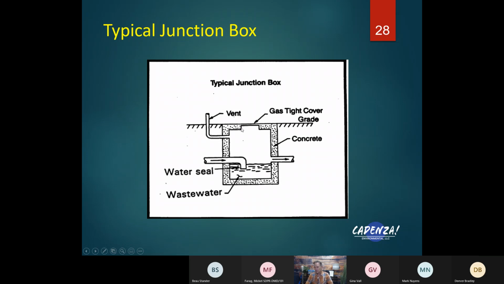QQQ allows you to vent it to the atmosphere, but the vent has to meet certain design criteria, and that design criteria is that vent has to be at least 4 feet tall, I believe. I'm just going off the top of my head, and it cannot be larger than 4 inches in diameter. That's just to help minimize the amount of VOCs that's coming off of it.